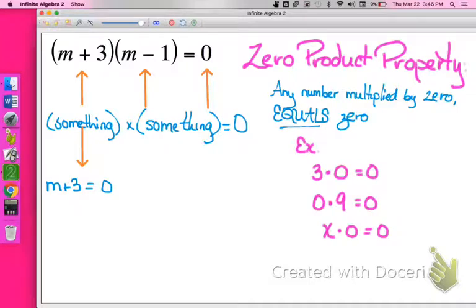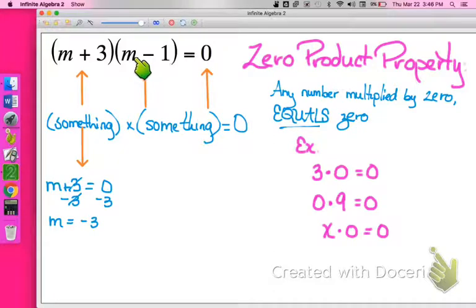If m plus 3 is equal to 0, then I'm going to solve for m, which means I'm going to pull the 3 over to the right-hand side. And I'm going to get negative 3. Now you're going to notice if I take that negative 3 and put it right here, what's negative 3 plus 3? And I know you know that, it's 0. So 0 times something is 0.